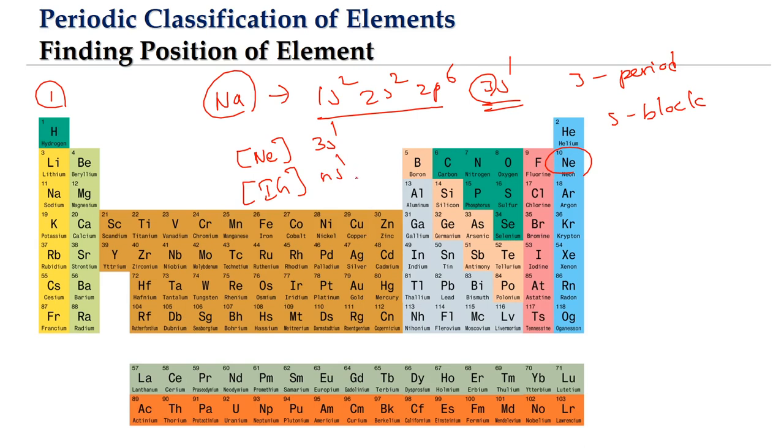Okay, and the group number will be given by the number of electrons in the ns level. So whatever is the number of electrons in the ns level, that will be the group number. So here what is the number of electrons in the ns level? 1. So group number will be 1. So this will be a first group element. Now we can take another example.